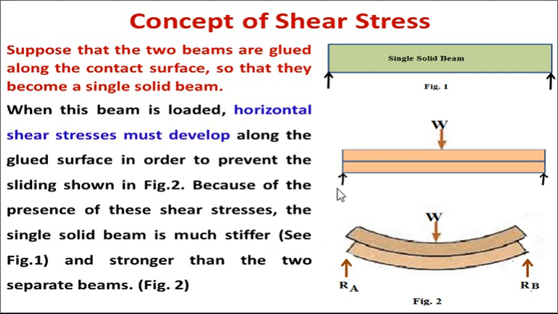But if you observe these two beams overall, you will come to know that the single solid beam is much stiffer and stronger than these two separate beams, because even though you are using glue between the two surfaces, definitely there will be shearing stresses.